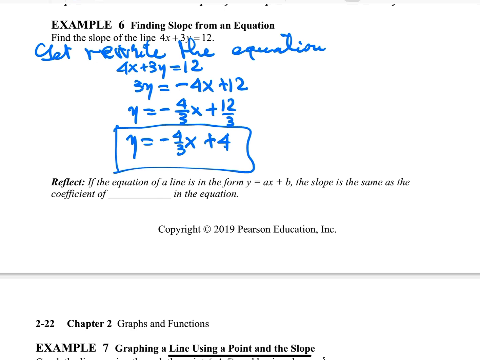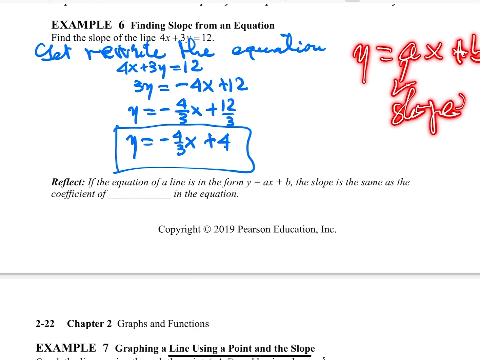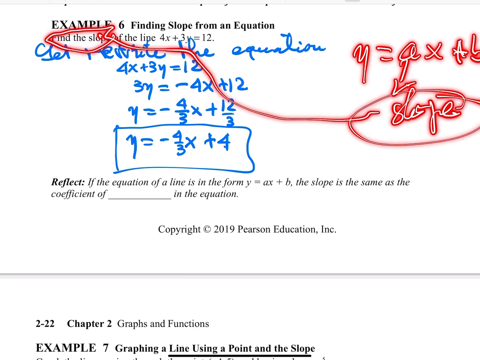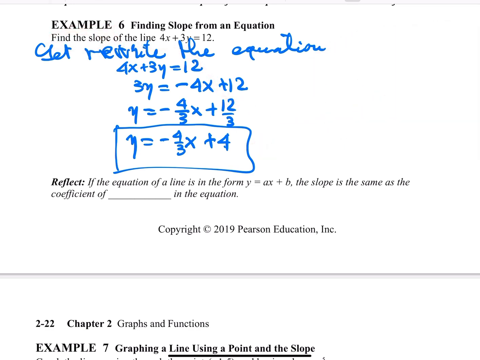But remember, I told you right now, if you have y is equal to 8x plus b, then that 8 is a slope. Since they ask you to find the slope here, then that's the way you have to write it down. Now I reach here, then I can conclude directly. The slope here is just this one. Then the slope is -4 over 3. That's it. Okay? Good.